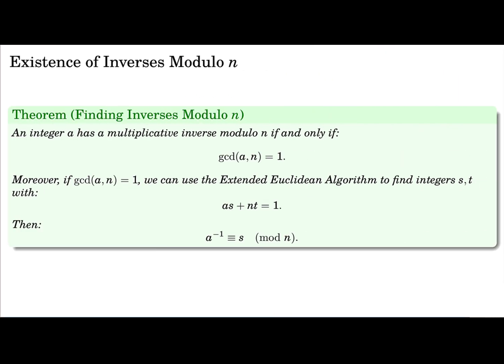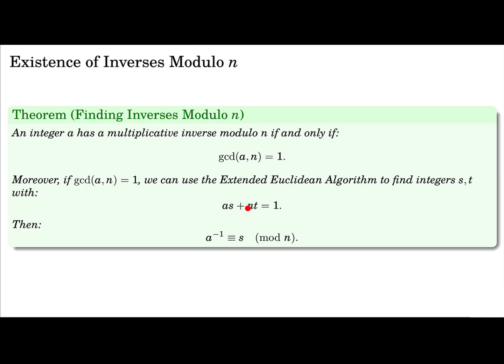And so we can write that as a theorem. An integer a has a multiplicative inverse modulo n if and only if the GCD of a and n is equal to 1. Not only that, we saw that we can find the GCD with the Euclidean algorithm, but remember that by Bezout's theorem, you can write your GCD as a combination of these two numbers here. So you can actually use the extended Euclidean algorithm to find the numbers that give you this.